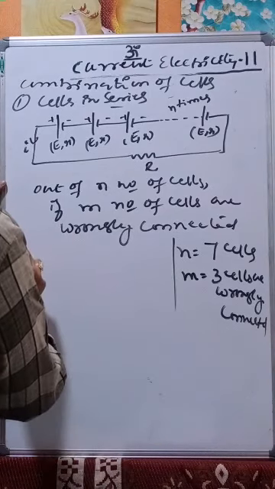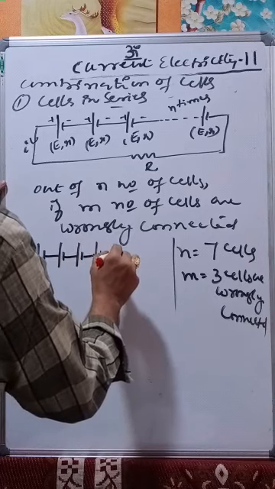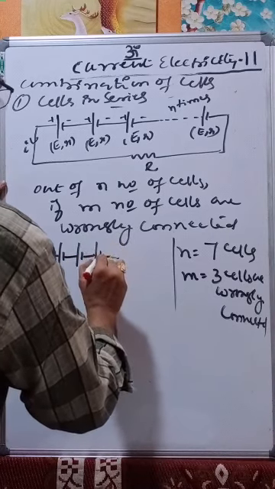Here, then what happens? Let us say like this. Wrongly connected means like this, we are connected here.